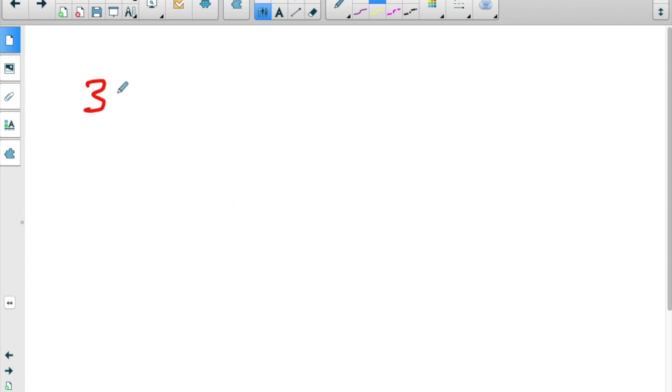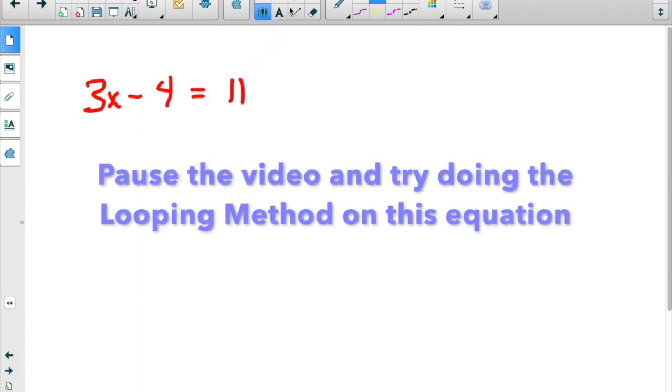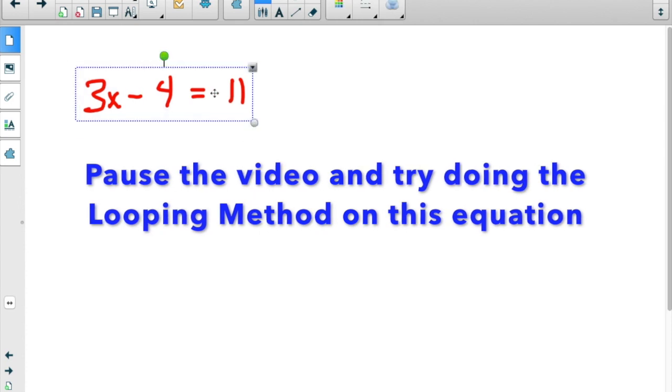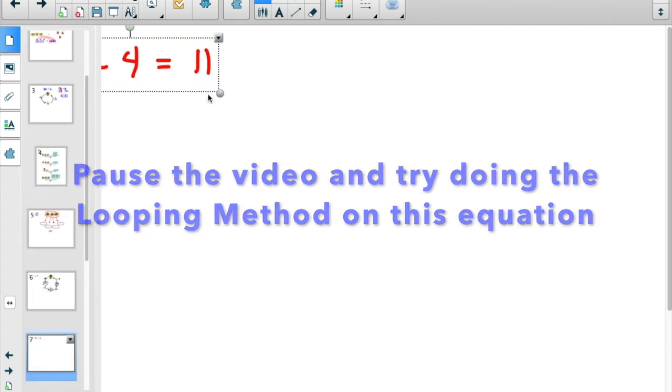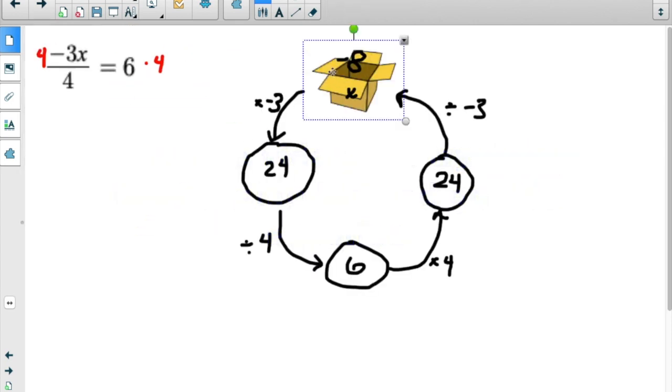All right, let's try another example. Let's say the equation is 3x minus 4 equals, let's say, 11. Okay, and now I want you to pause the video and try the looping method. Unpause it when you're done.